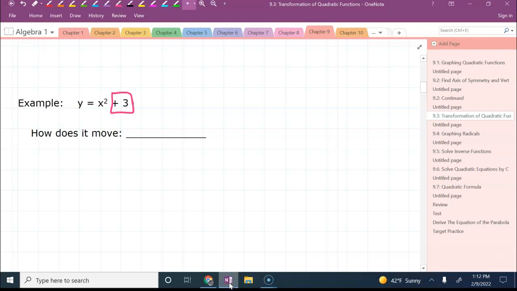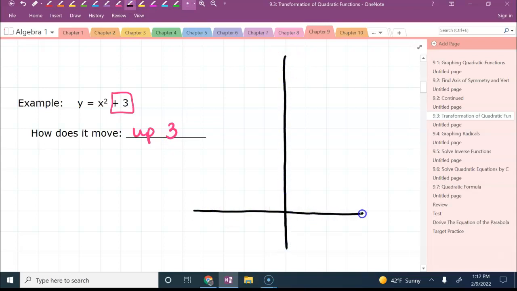So when I look at this back in our notes here, and they're asking me how does it move, I would say that this went up 3. And if I wanted to sketch the graph, you could always start by sketching your parent function. So we have a point at 0, 0, 1, 1, -1, 1. So this is the original.